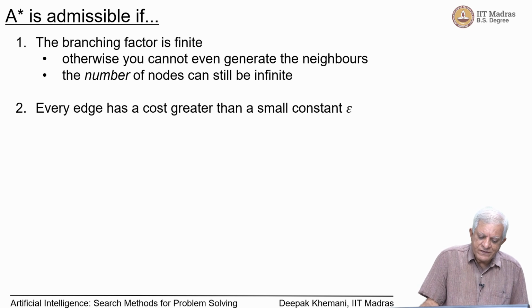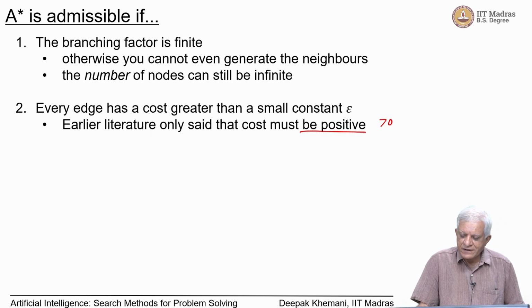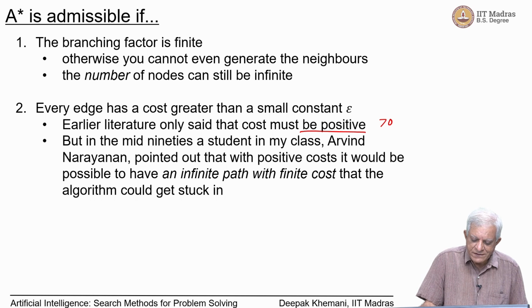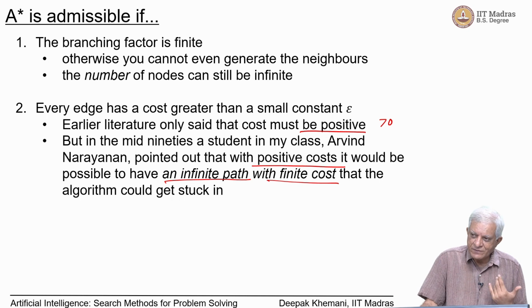The second condition is that every edge has a cost greater than some small constant epsilon. Now, it turns out that most earlier literature said that it must be positive, which basically says greater than 0. But I was teaching this class sometime in the mid 90s, and a student, Arvind Narayan, pointed out that if we just use a condition of positive cost, which is greater than 0, it would be possible to have an infinite path with a finite cost that the algorithm could get stuck in.